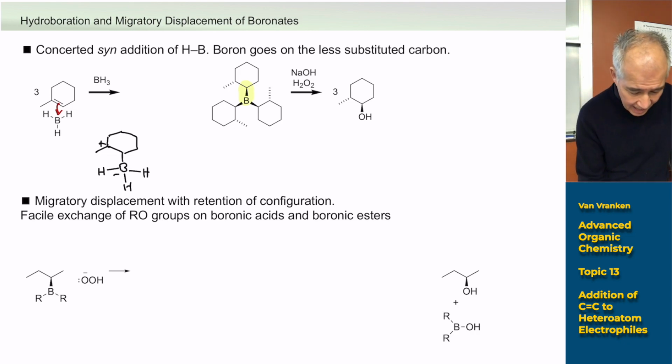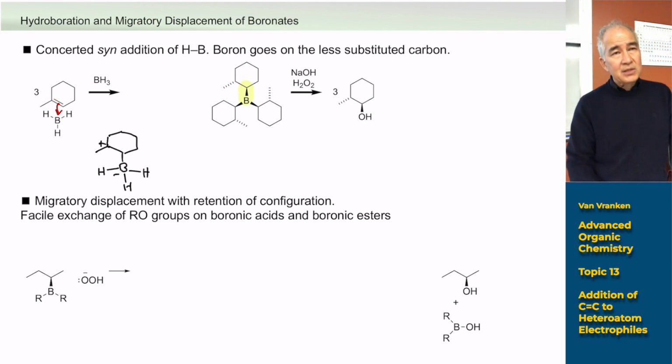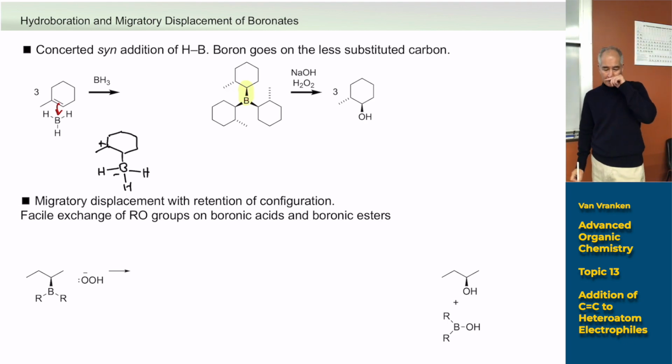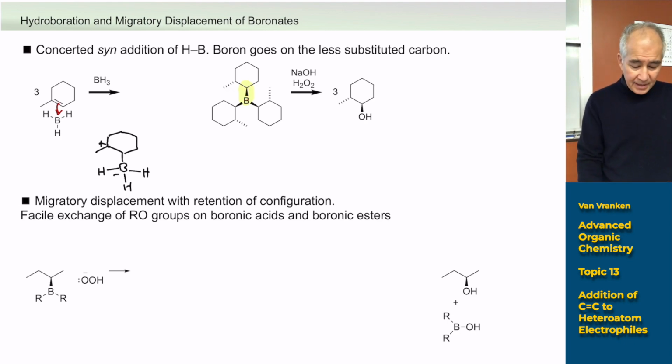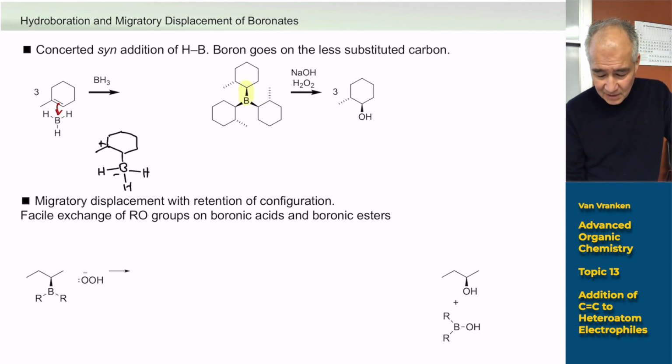So normally if you were adding chloride, making bonds to chlorine, or making bonds to bromine, or making bonds to water, you would add all those heteroatoms to the more substituted carbon. And in this case, hydroboration, we add the boron atom to the less substituted carbon of the double bond. Now, this is not the right mechanism. There is no carbocation intermediate when you do hydroboration. It's a concerted process just like the epoxidation. Let's finish this up.